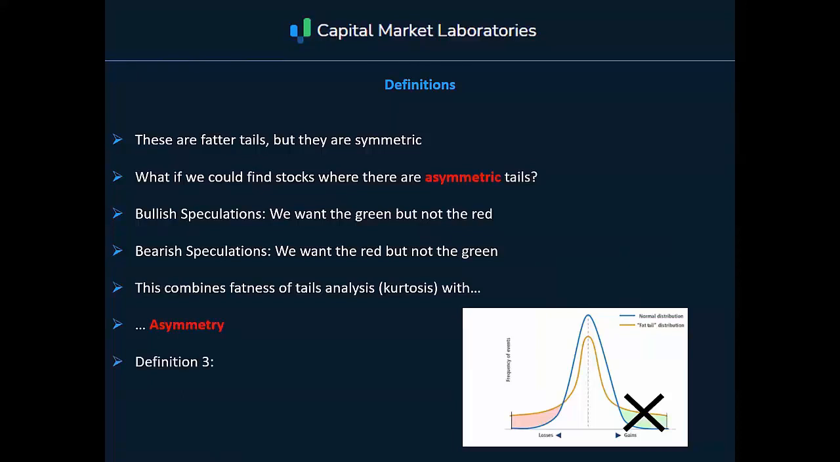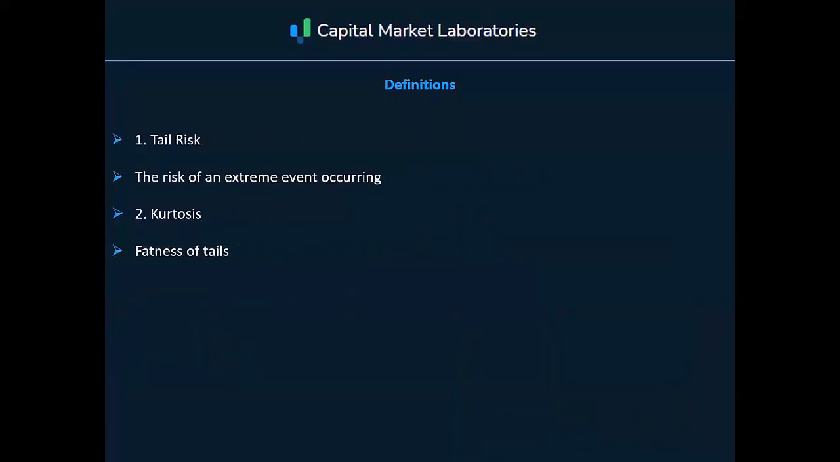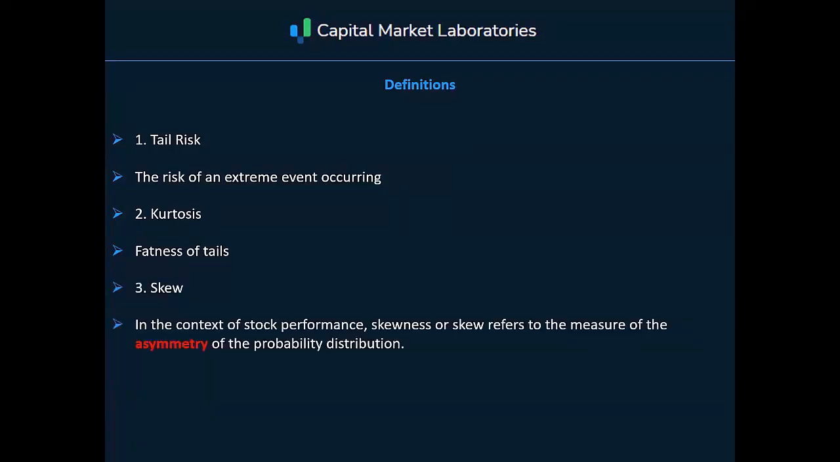So here's our third definition. Skew. Skew is a measure of asymmetry. So we have tail risk. It's the risk of an extreme event. We have kurtosis, which is the frequency of that extreme event. And then we have skew, which is the asymmetry, right? In the context of stock performance, the skewness or the skew refers to the measure of the asymmetry of the probability distribution. And as luck would have it, there's two kinds of skew. There's positive skew and there's negative skew.